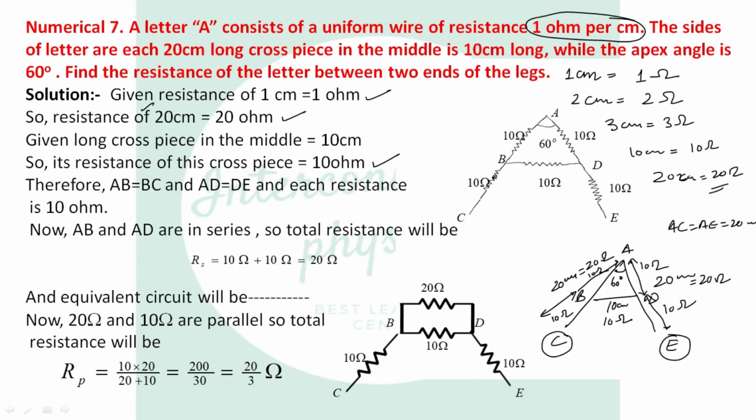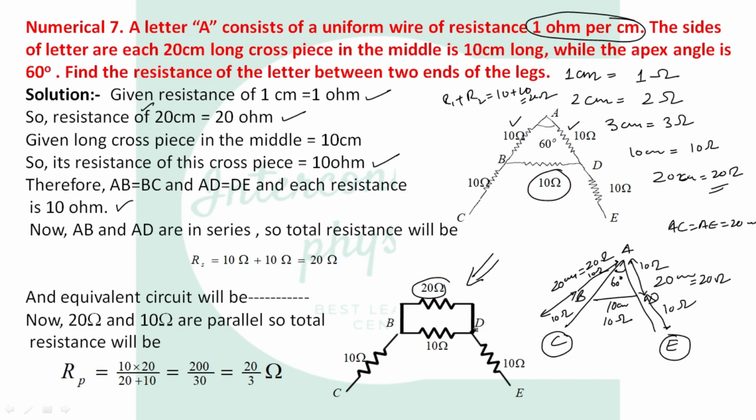AB equal to BC and AD equal to DE, and each resistance is 10 ohm. Now you see AB and AD, these two resistances are in series, and the series result will be R1 plus R2, which is 10 plus 10, that is 20. So the equivalent circuit will be 20 ohm and this 10 ohm.